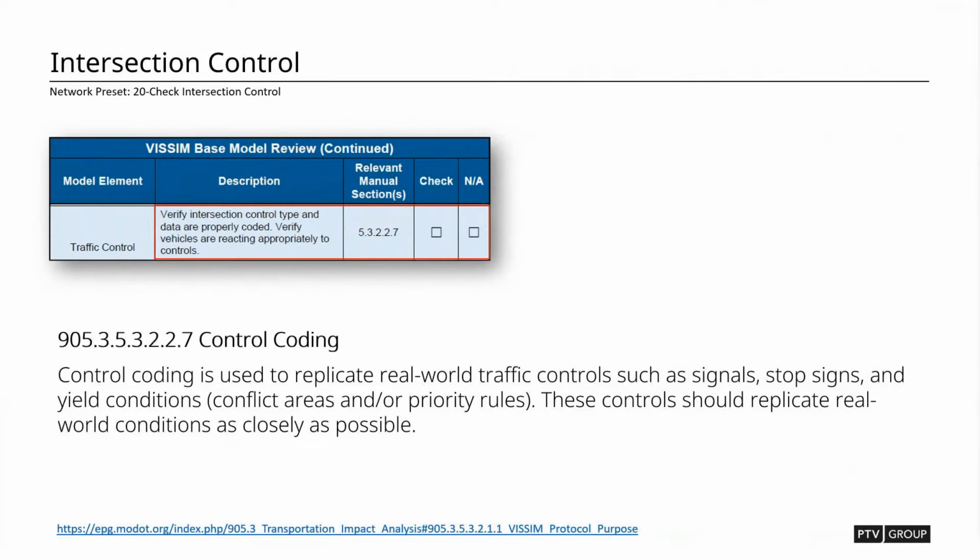But we're going to start by looking at the traffic controls, making sure that they have the correct control type and that they are properly coded into the network. And then we want to make sure that the vehicles are actually reacting appropriately.